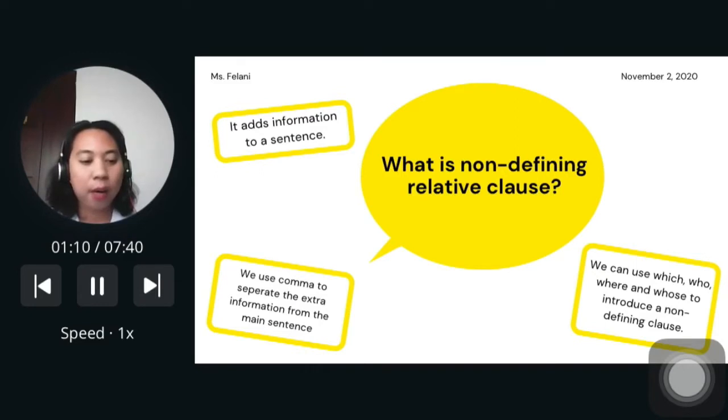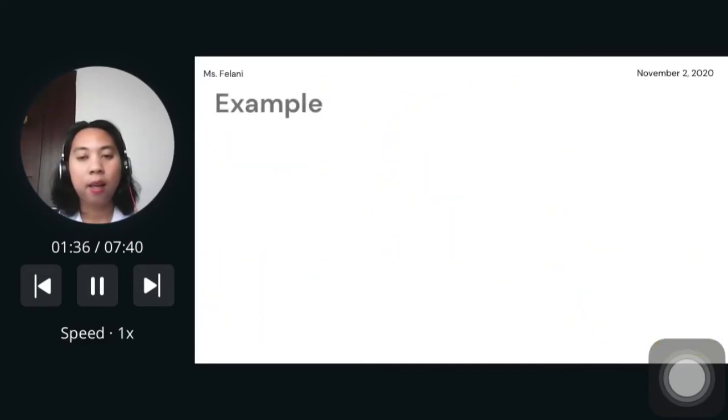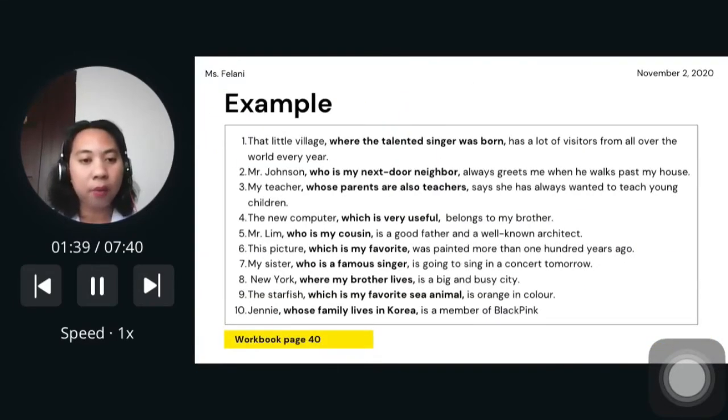Okay, friends, we use commas to separate the extra information from the main sentence. And also, we can use a relative pronoun to introduce a non-defining clause. We can use which, who, where, and whose. Okay, I'll give you some examples from your workbook page 40. I'm going to discuss a little bit, and the rest you can check by yourself, okay?